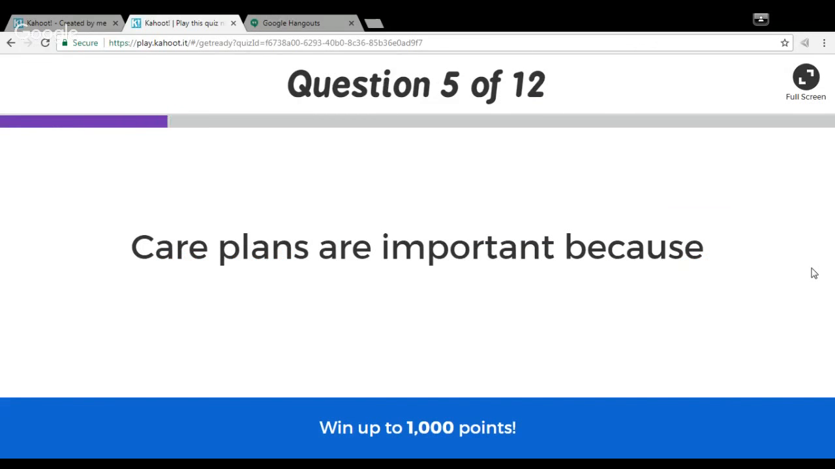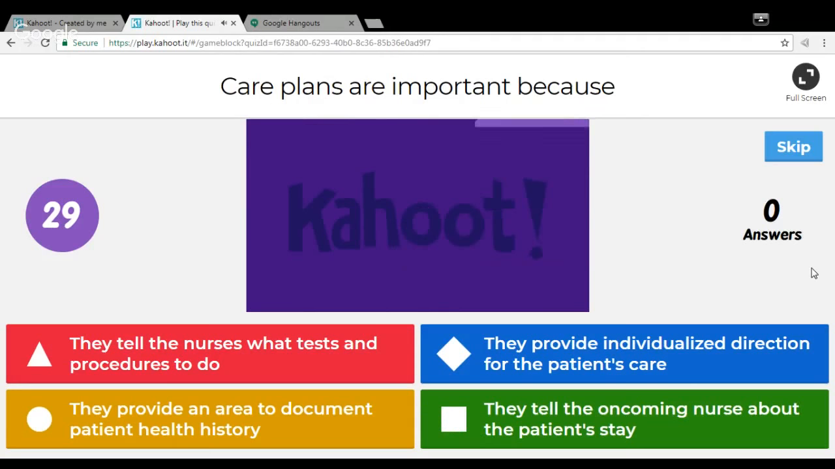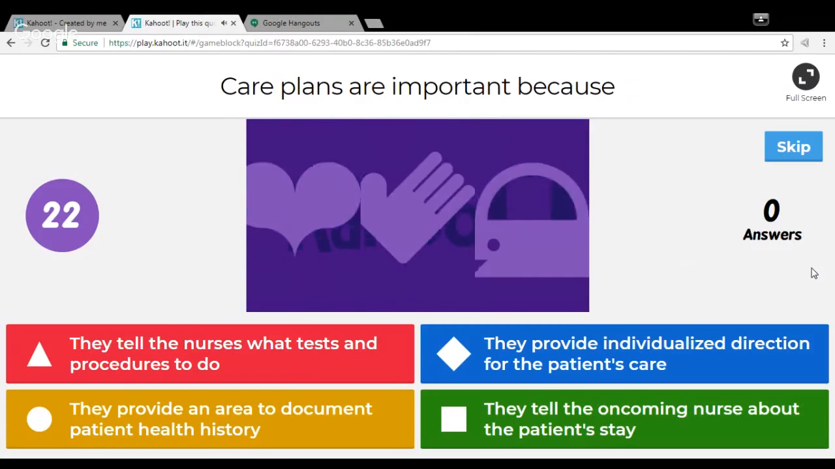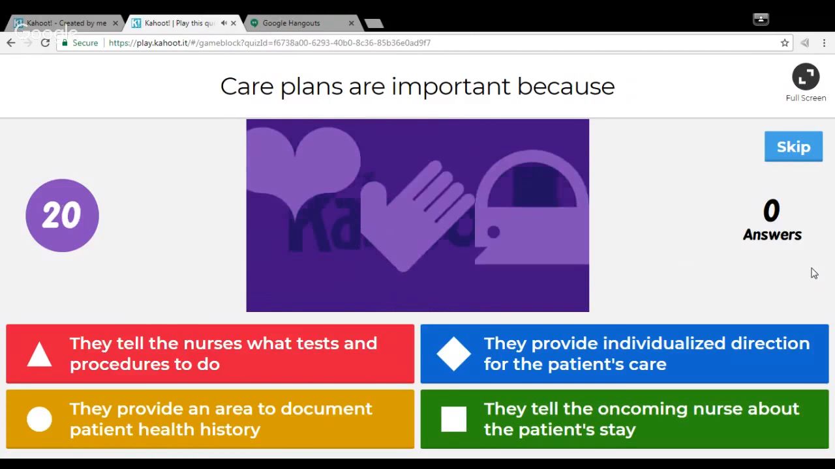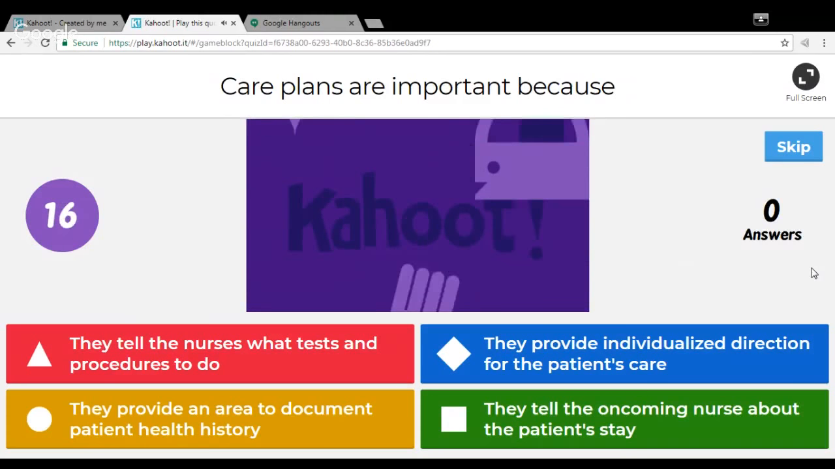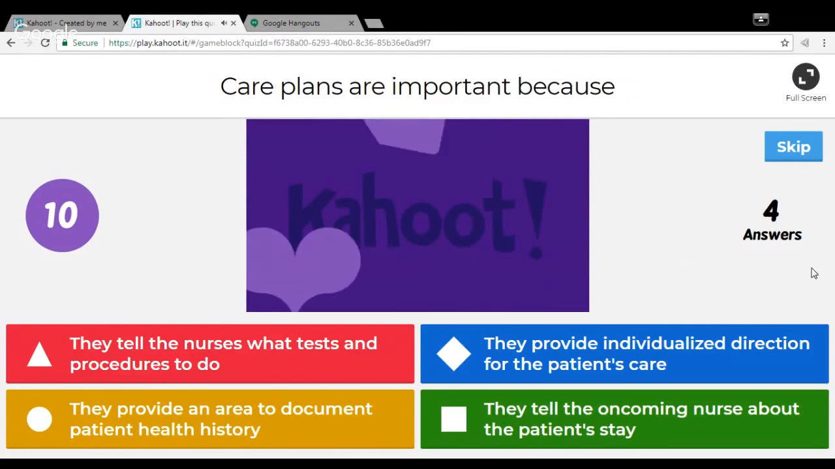Your next question, Q5. Care plans are important because red, they tell the nurse what the tests and procedures do? Yellow, they provide an area to document patient health history. Blue, they provide individualized direction for the patient's care. And green, they tell the ongoing nurse about the patient's day. So why are care plans important? You guys can get this.